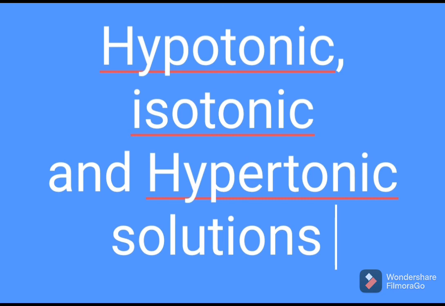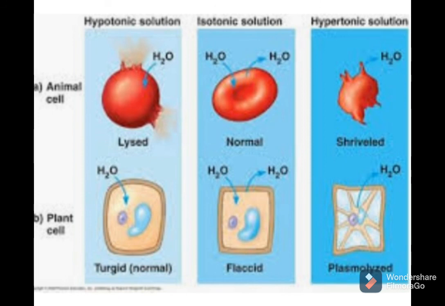The cell absorbs water, as water moves from a region of higher concentration to lower concentration, and because of that the cell becomes turgid and its size increases. This is nothing but osmosis. When we talk about osmosis, osmosis is the movement of water molecules only, from a region of higher concentration to a region of lower concentration through a semi-permeable membrane.